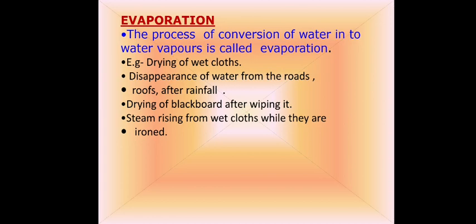Gas cannot be seen. Similarly, when the water converts into water vapor, we can't see that water vapor. It goes into the atmosphere, and the things that were wet, like clothes or a plate or a glass, whichever wet things, will get dried up. So evaporation is a process in which water changes into water vapor. That process we call evaporation.